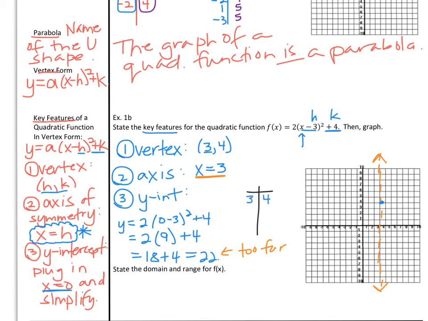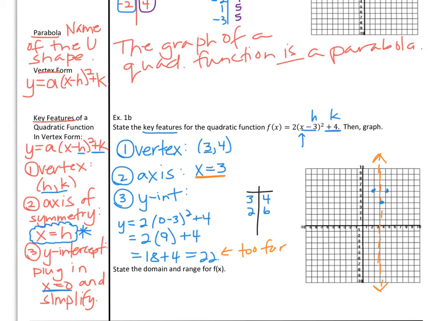So let's go ahead and pick another point close to 3 on the x-axis, like 2, and simplify. 2 minus 3 would be negative 1, and negative 1 squared is 1. 1 times 2 is 2, and if I add 4, we get 6. That's a point we can plot on the graph. Over 2, up 6. And now reflect that point to the other side.